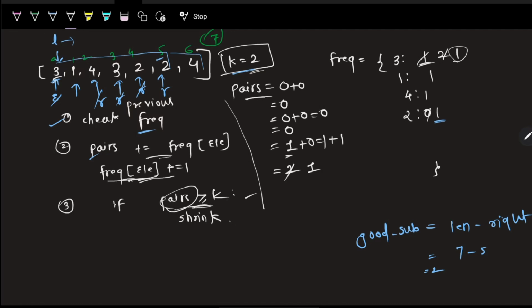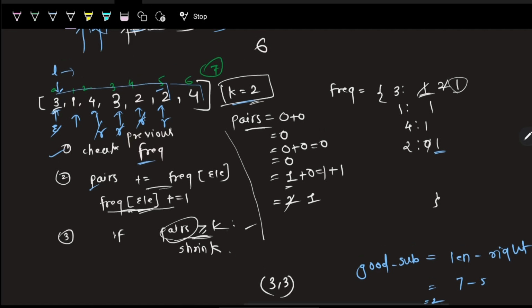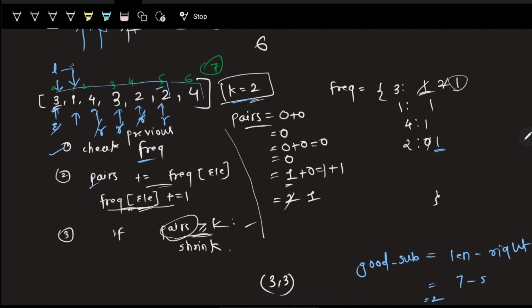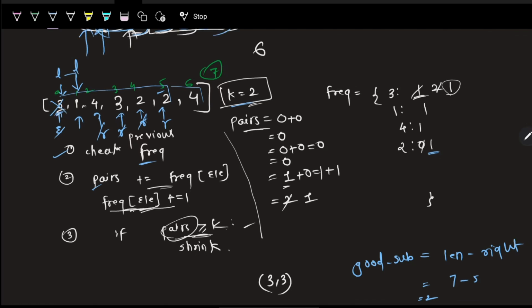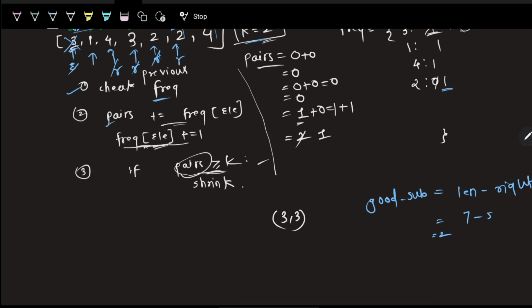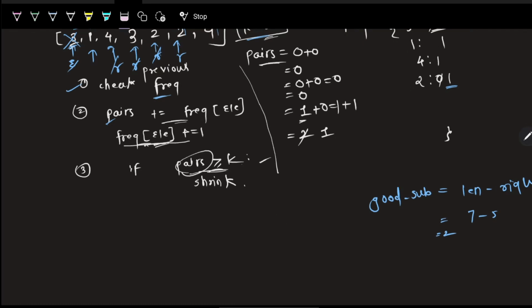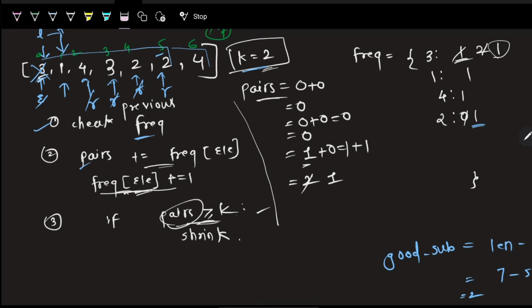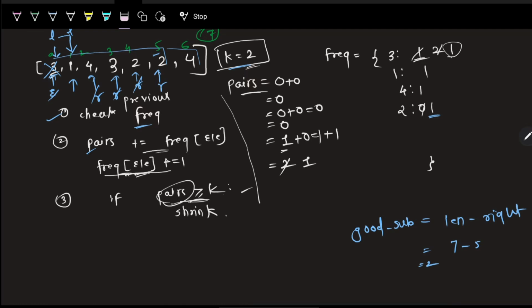Why? Because I don't have 3, 3, right? Because there is only one 3 present, because now my left pointer is here. Correct. So this 3 has vanished. So there is no 3 again present, so that's why this will become 1 now. Makes sense, right? Now I will again check, is my pair count greater than or equal to k? No, it is not, because it is 1. So I will move my right pointer here.